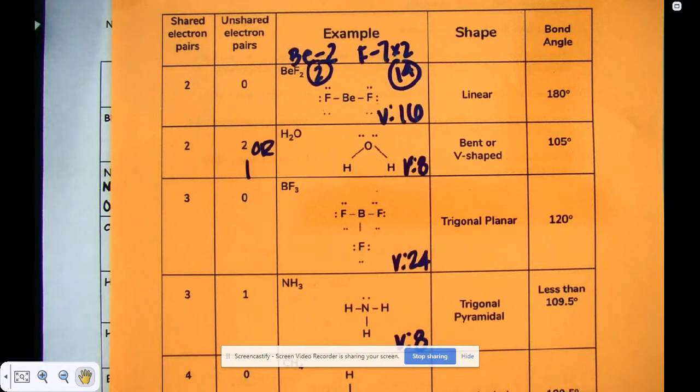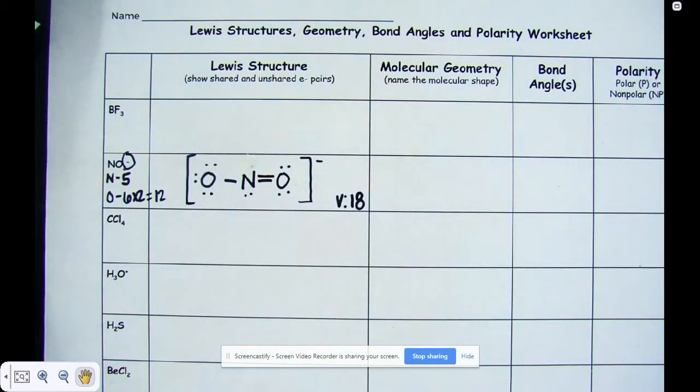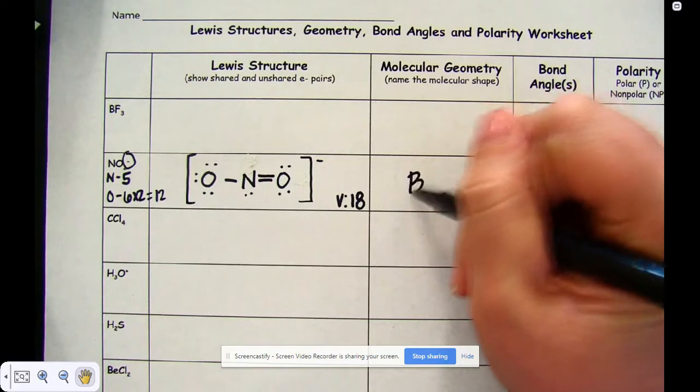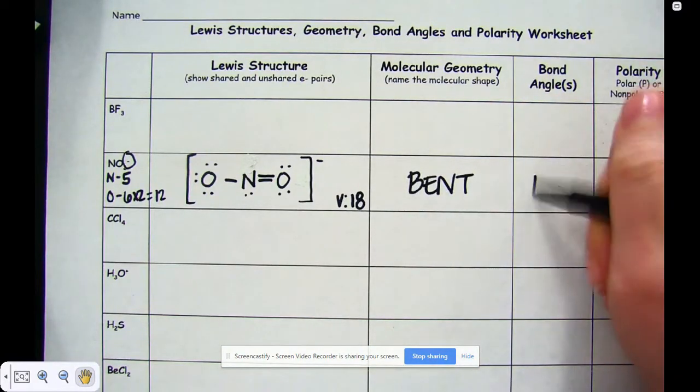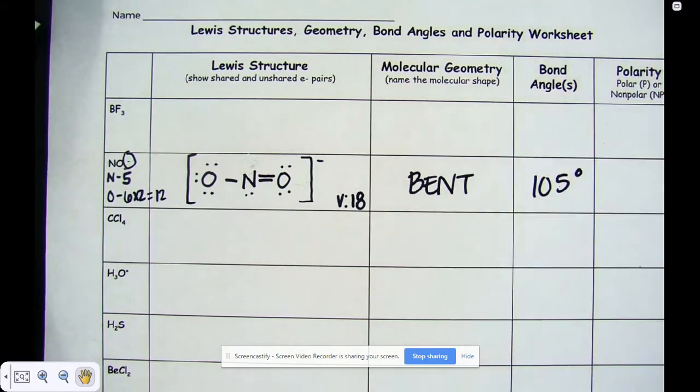So if you have 2 shared electron pairs and 1 or 2 unshared pairs, it is going to be the bent shape. So the molecular geometry would be bent. And therefore my bond angle would be 105 degrees. So all you do is you draw the structure, and then you decide how many shared pairs, how many unshared pairs, and then you find it on your chart, and you declare what the geometry would be.